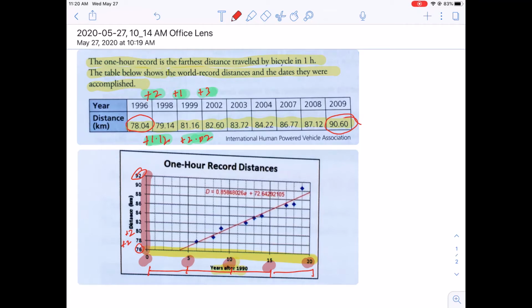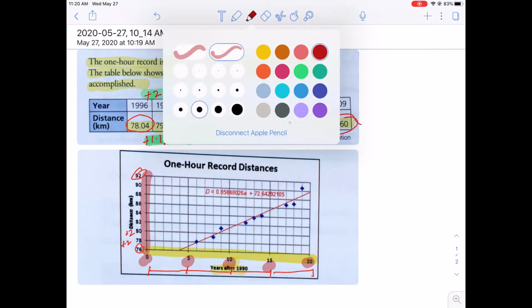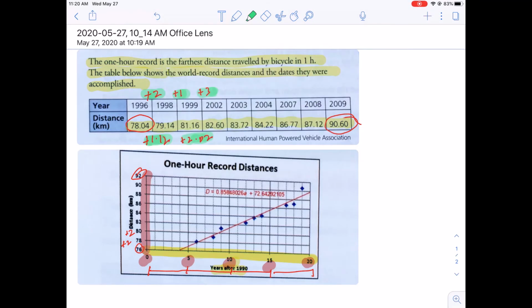Okay. So I'm going to change the color. This point is for 1996, for 1998, 1999, this is for 2002, this is for 2003, this is for 2004, this is for 2007, this is for 2008, this is for 2009.